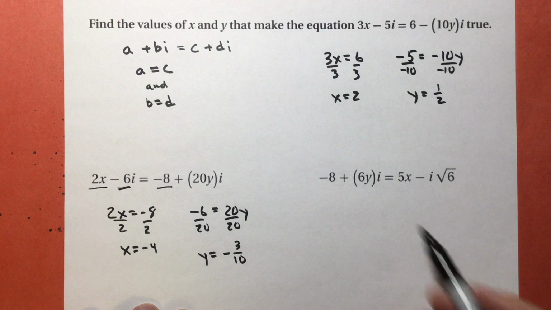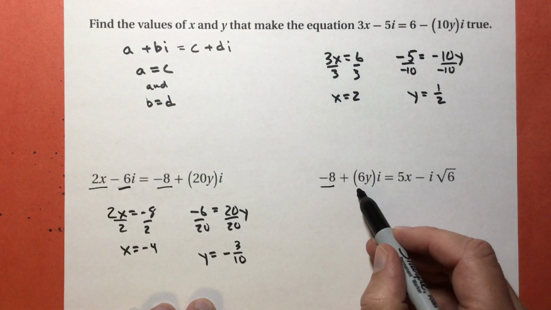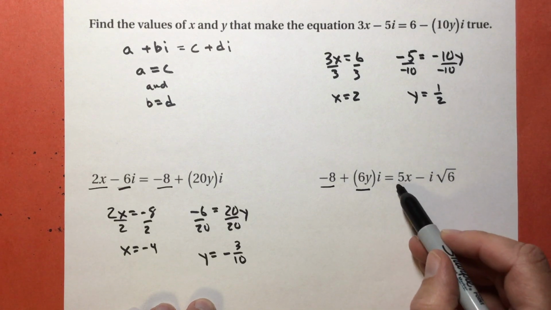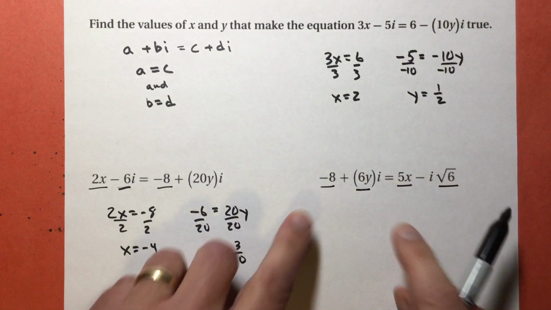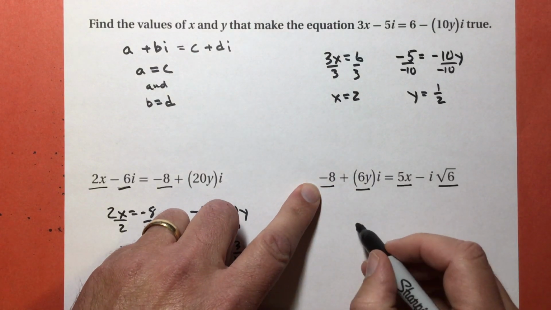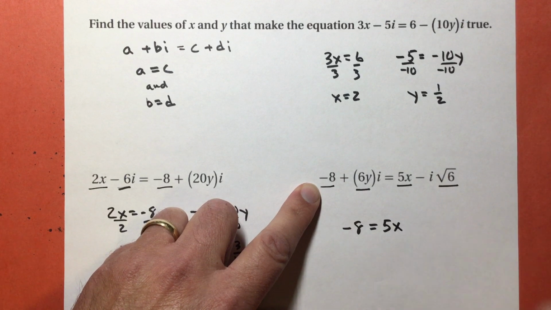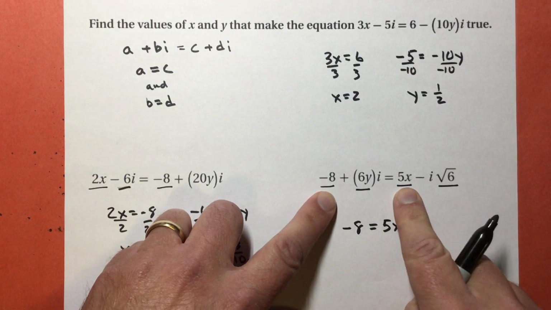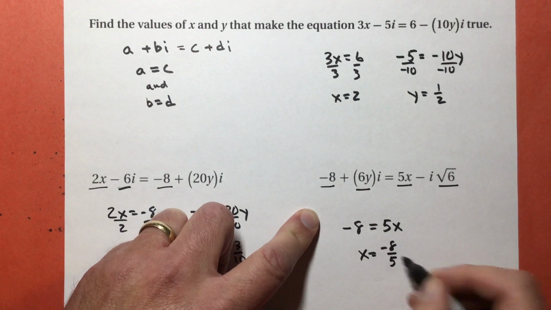And it looks confusing as heck. It's not. Here's the real part, here's the imaginary part. Here's the real part, here's the imaginary part with the negative in front of it. Okay? So, negative 8 equals 5x. These two are equal to each other. That tells me x equals negative 8 over 5. You can leave it as a fraction.